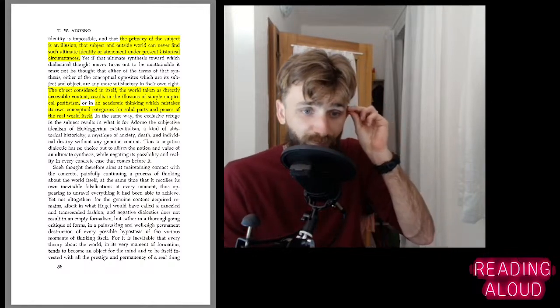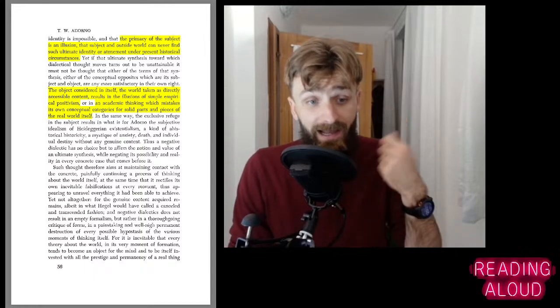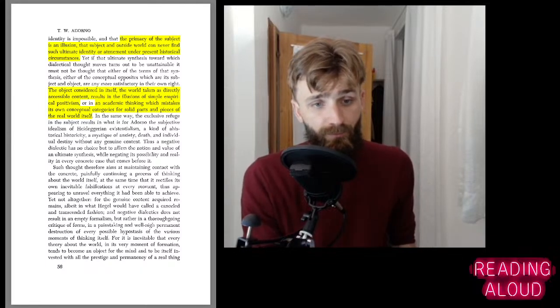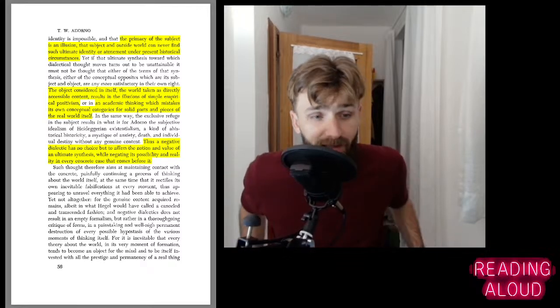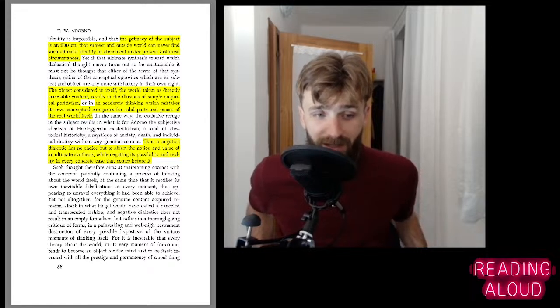Thus, a negative dialectic has no choice but to affirm the notion and value of an ultimate synthesis, while negating its possibility and reality in every concrete case that comes before it. Such thought therefore aims at maintaining contact with the concrete, painfully continuing a process of thinking about the world itself at the same time that it rectifies its own inevitable falsifications at every moment, thus appearing to unravel everything it had been able to achieve.